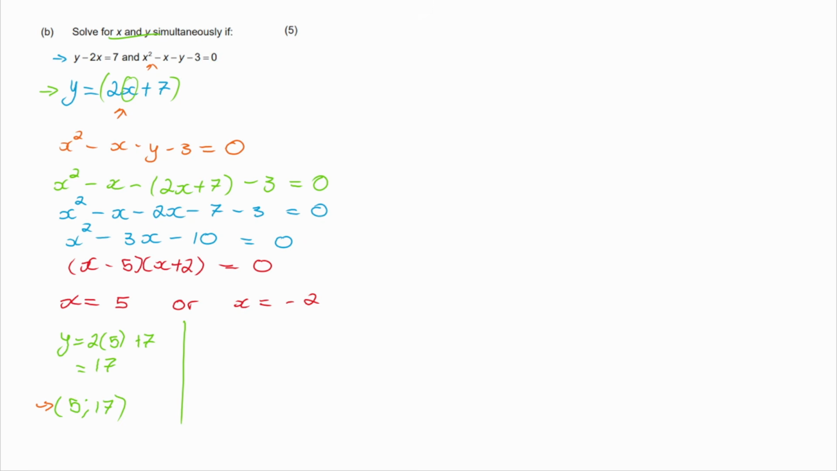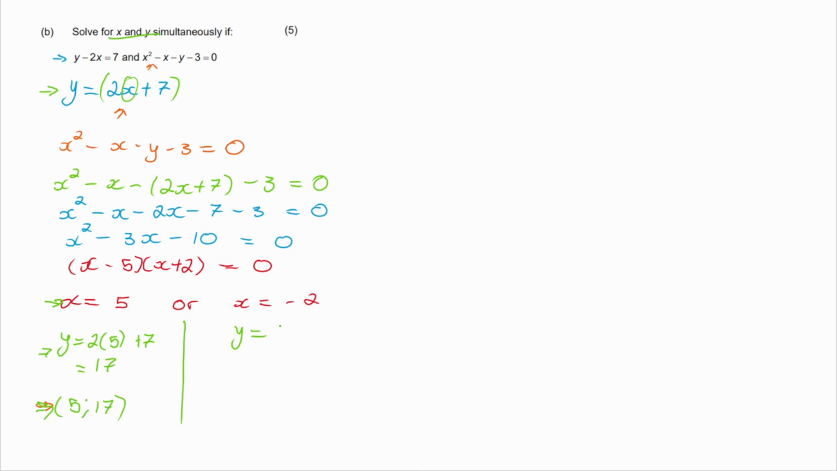So you're being very careful and sure that these answers relate, because remember this x is related to this y. So write your answers in coordinate form. And also what we do here, same process.